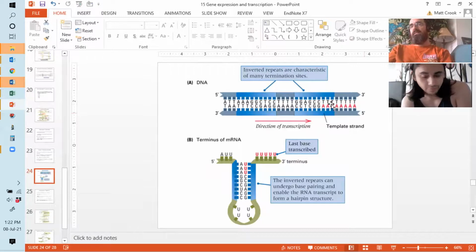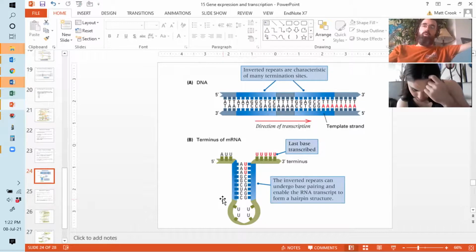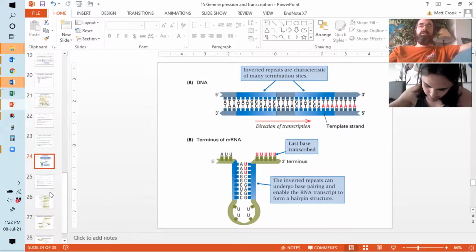So again, there's a series of A's in the template strand. Those get transcribed into uracils. That slows the RNA polymerase down and gives time for this termination loop to form, which forces the RNA pol off the DNA. So that's intrinsic termination.